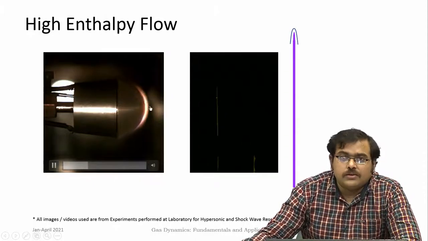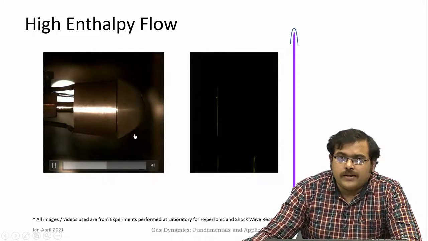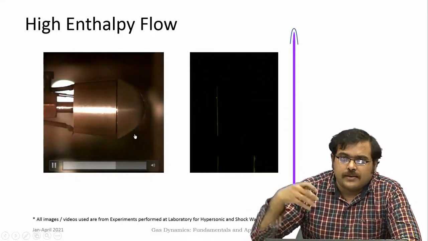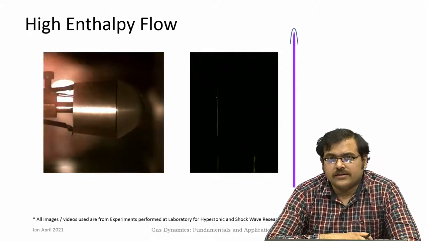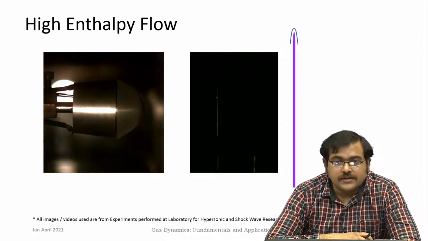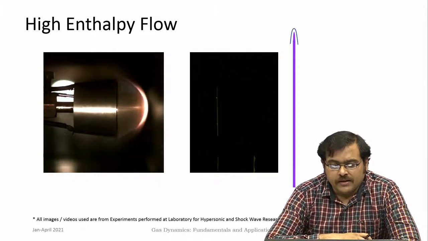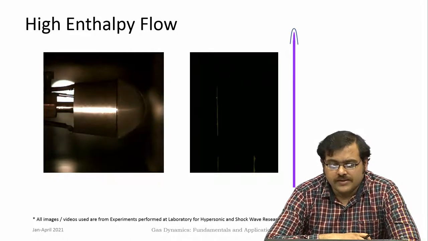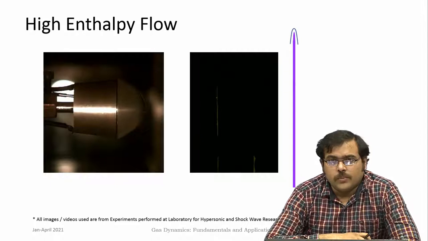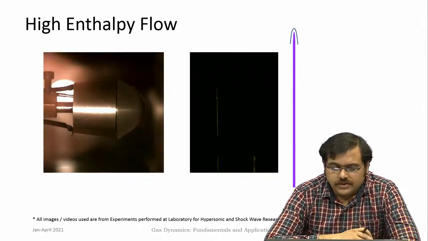This is typical to re-entry kind of flow scenarios, when some object like a space capsule re-enters the Earth's atmosphere, then its energies are so high that it can glow and temperatures can become very high. Then the important question is, how do we save the vehicle from such high temperatures? How do we protect it? Thermal protection systems and so on.